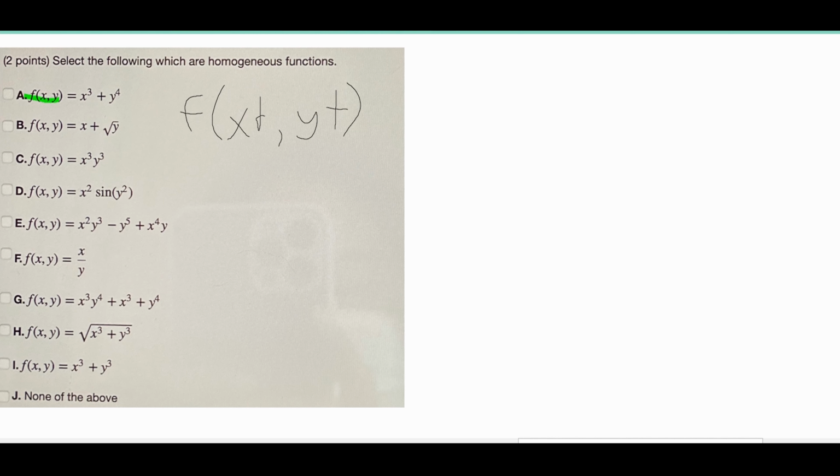And now we're going to set this equal to our equation. We now have to change our equation since we no longer have x and y, we have xt and yt. So inside of our equation, we're going to have xt plus yt to the fourth power. Easy way to think of this is just adding a variable with our x and y.